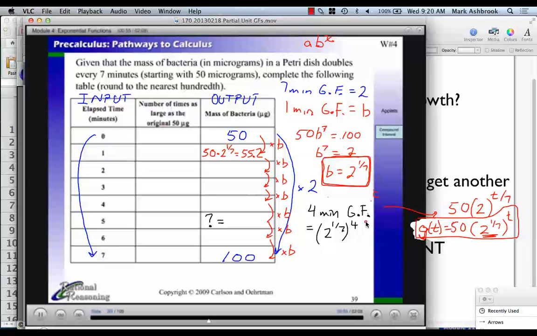Matthew, you're up. Did you get that? How could you use this 4-minute growth factor to find the mass at 5 minutes? Matthew Armas, right? Yeah. You would multiply 2 to the 1/7. Okay. To the 4th. You would multiply it by 2 to the 1/7 again. That's what I was thinking about, that you're going to multiply this times 2 to the 1/7, and that will give you the mass after 5.